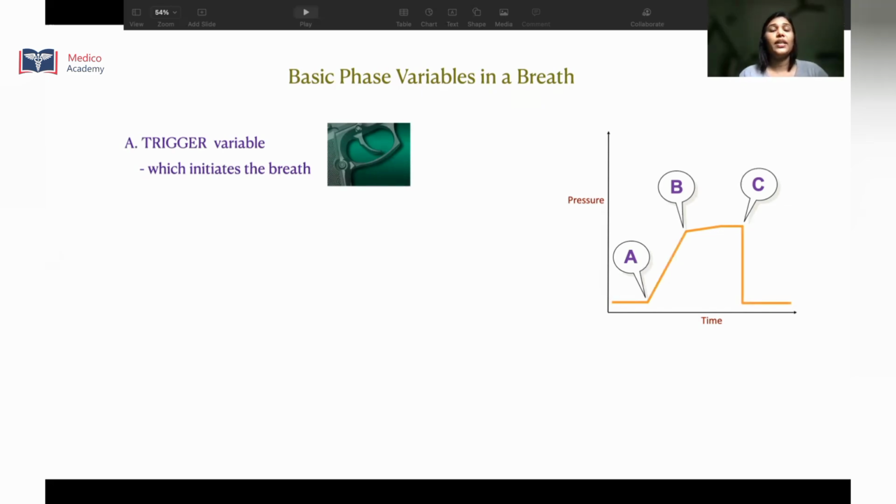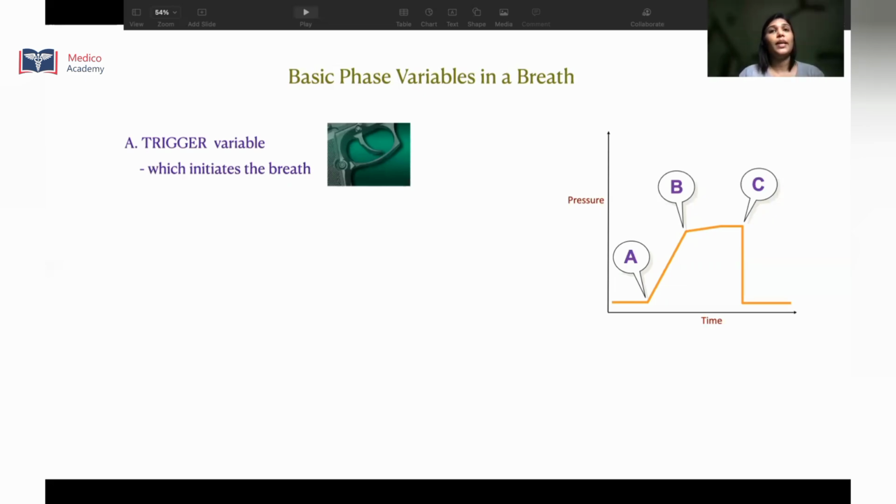So as you saw in an assisted breath, it is the patient's effort that triggers the ventilator, right? So in an assisted breath, it's the patient who creates the trigger. So it's either a drop in the flow or a drop in the pressure that is sensed by the ventilator, and then the ventilator starts the mechanical breath. So we'll come to the trigger variable in detail later in the following slides. So whatever initiates the breath is called a trigger variable.